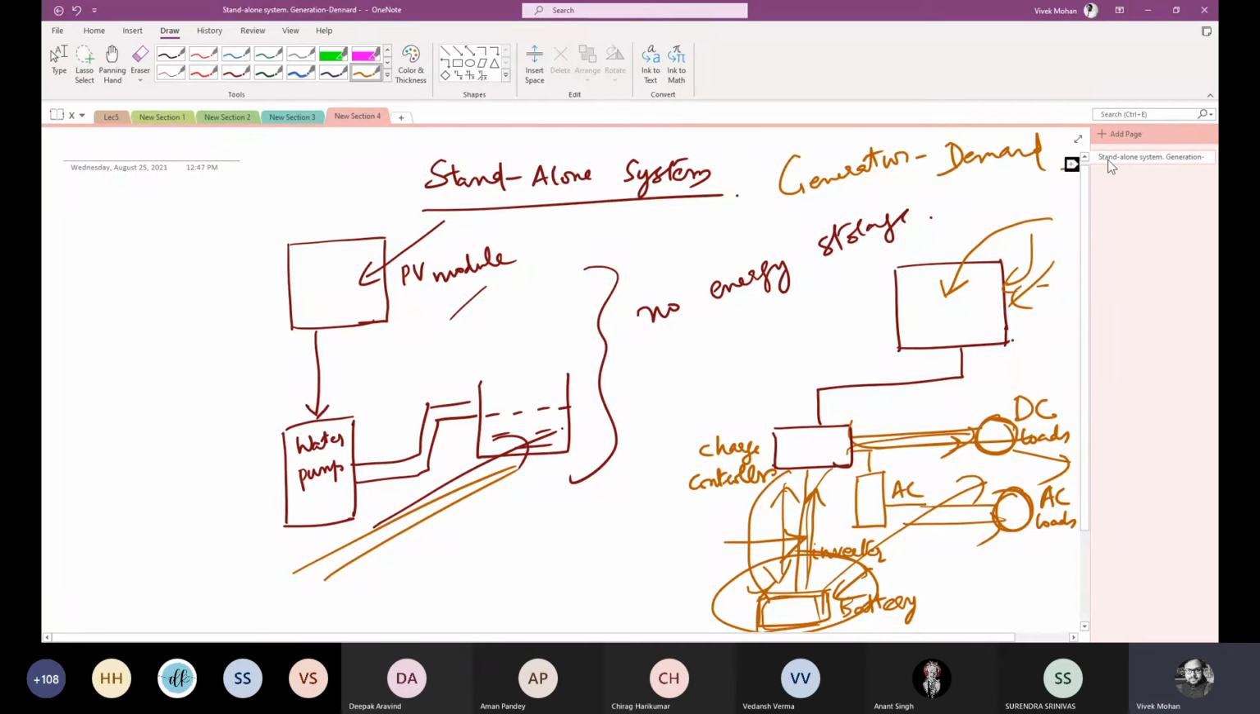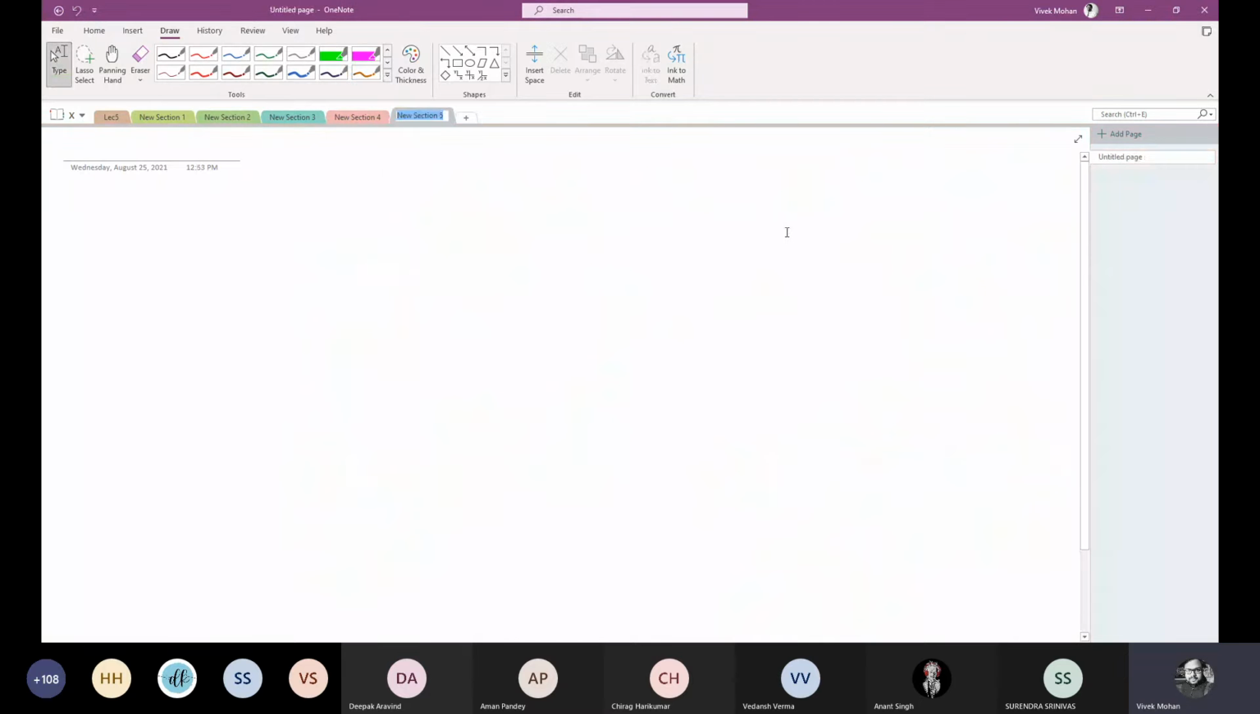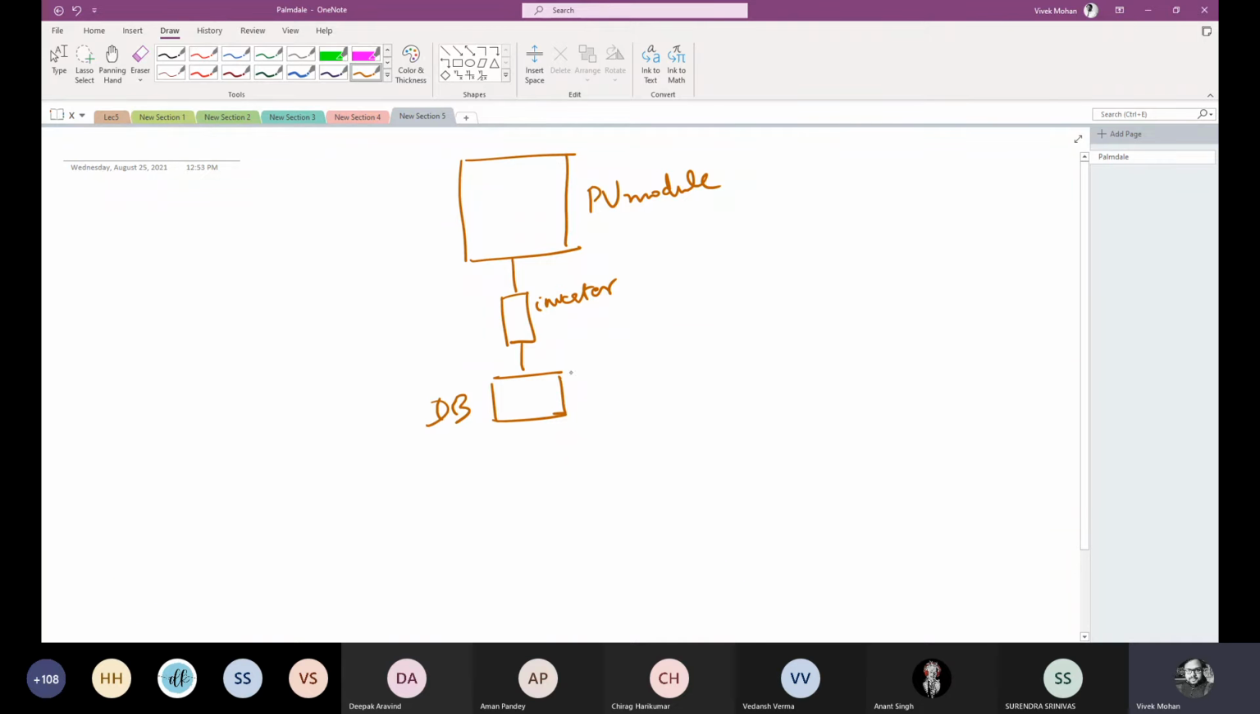But in a grid connected system, what is the topology? In a grid connected system, again I'm drawing the PV module here. The PV module output is converted to AC by an inverter. So AC goes to the distribution board, DB. From the distribution board, the local loads are supplied at your home. And from the distribution board, it is connected to the grid also.